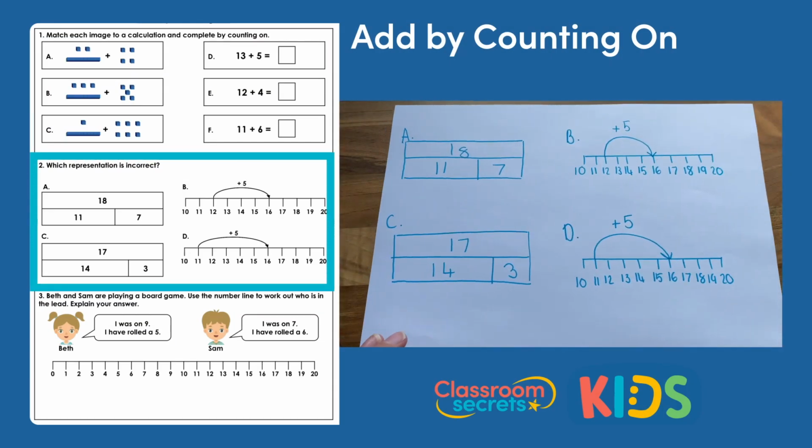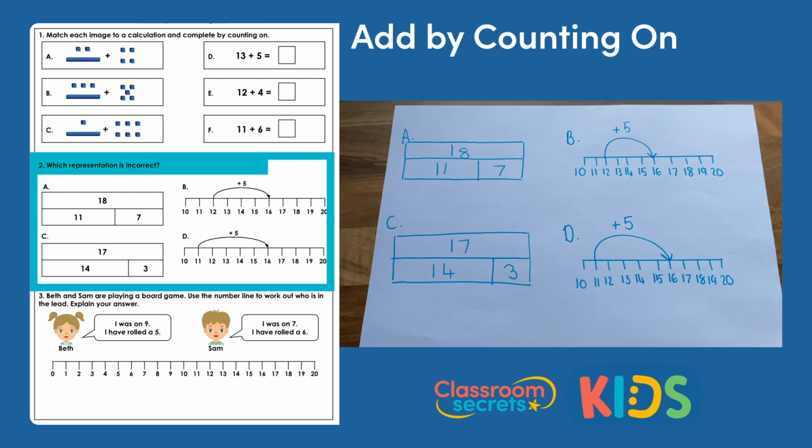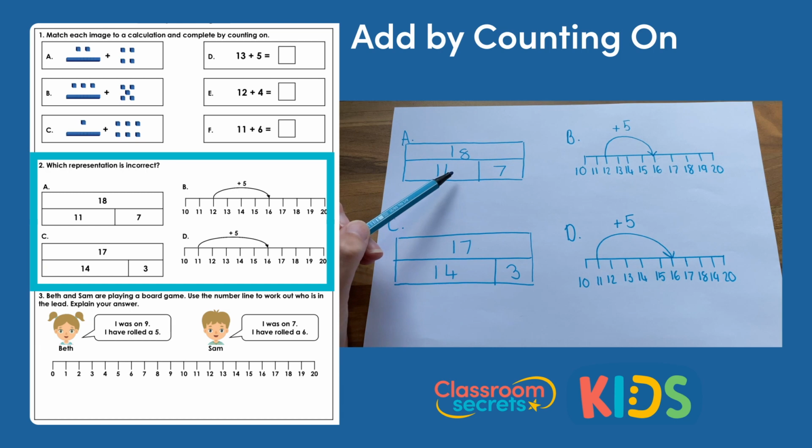We've got 4 representations here, 2 bar models and 2 number lines. Which representation is incorrect? So let's check to see if they're right first of all. To help us with our bar models, I'm going to draw dots on from our larger number to see if the whole is correct. So I've got my 2 parts, 11 and 7. 11 add 7 equals 18. Let's see if it's right.